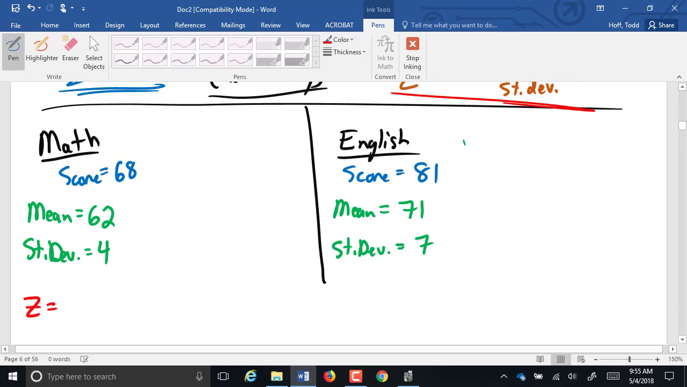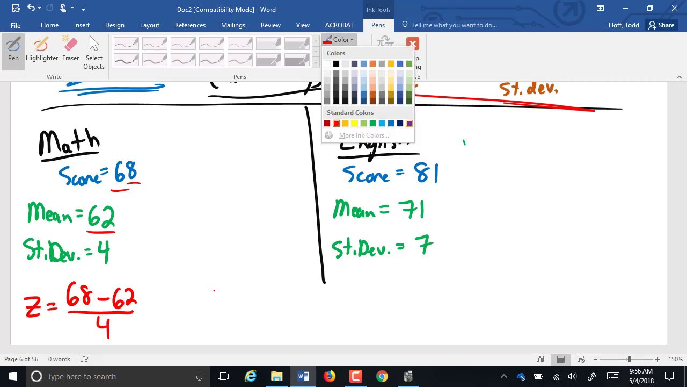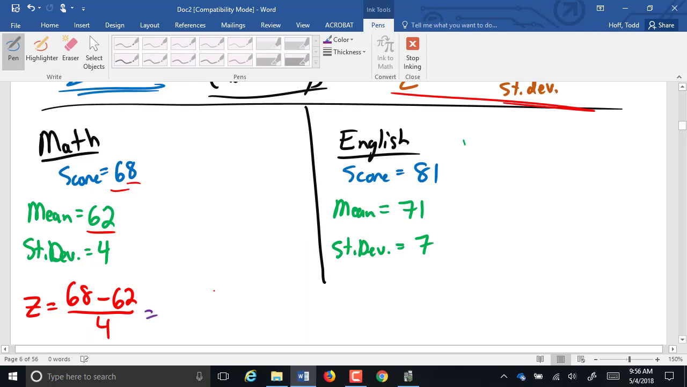The z-score for the math test. What was your score? 68. So we start with the 68. We subtract the mean, which was 62. Then we divide by the standard deviation of 4. So 68 minus 62 is 6. 6 divided by 4 is 1.5.